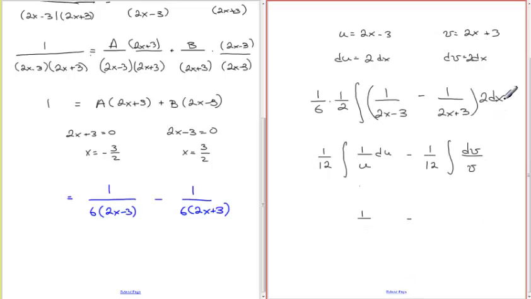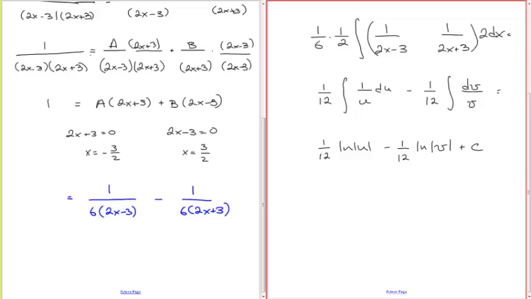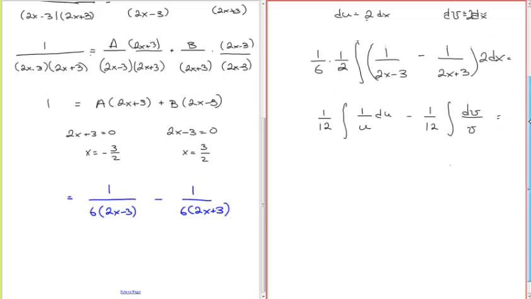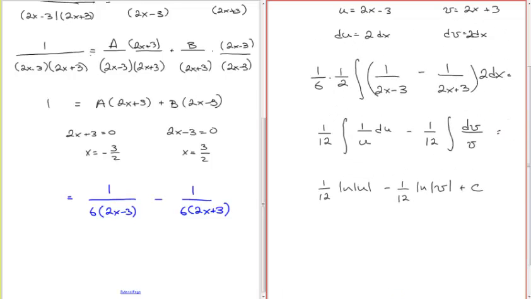So both of those are natural logs. We'll have 1/12 times the natural log of the absolute value of u, minus 1/12 times the natural log of the absolute value of v, plus our arbitrary constant c. And now we plug back in u and v, which were up top here, right there. So let's expose those.